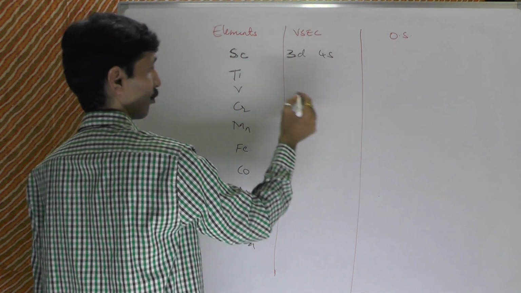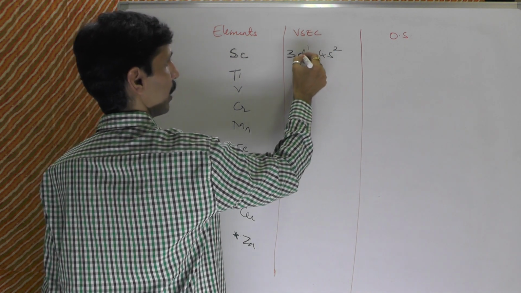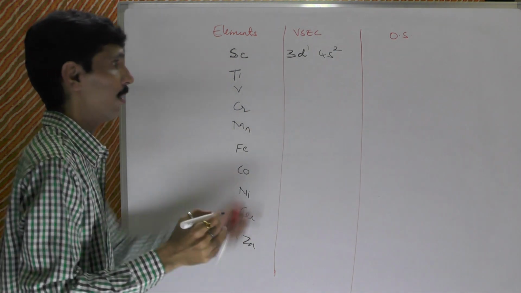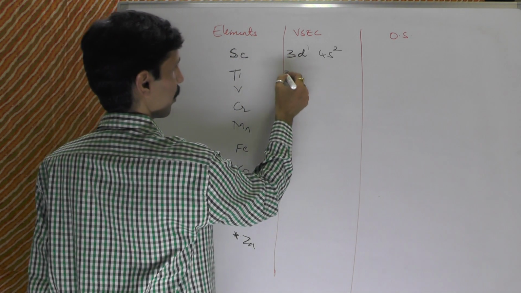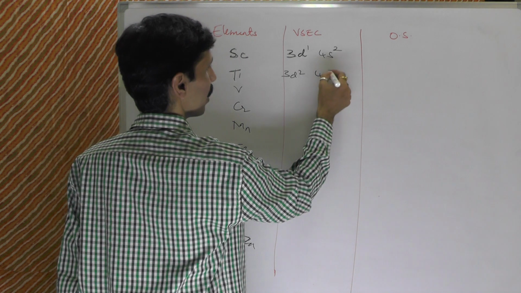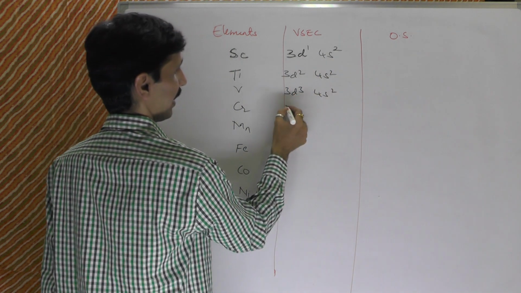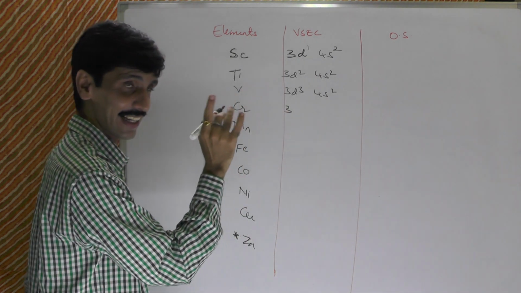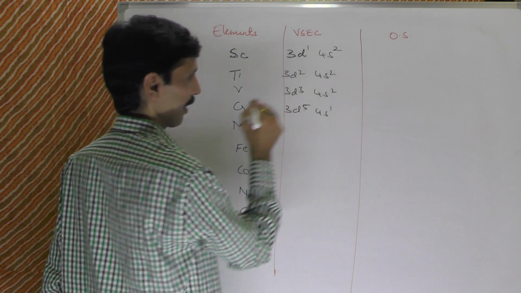Electronic configuration I've already explained to you before as well. So 3d1 4s2. Now electrons are going to be progressively added to the d orbital. As a result, we have 3d2 4s2, 3d3 4s2, 3d... hang on, do you remember? Is there some difference here? Yes, 3d5 4s1.